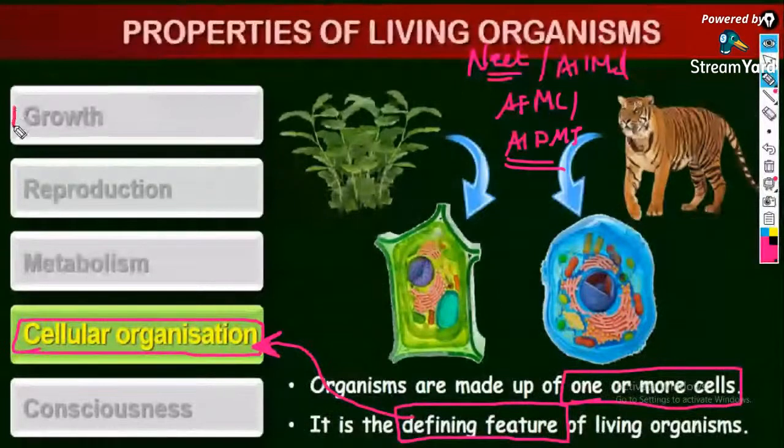Option 1, growth. Option 2, reproduction. Option 3, metabolism. Option 4, consciousness. Tell me on the chat box which is the answer. Which of the following is the most defining property of a living organism? Is it metabolism?